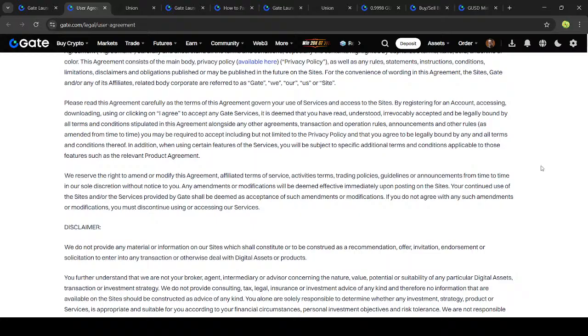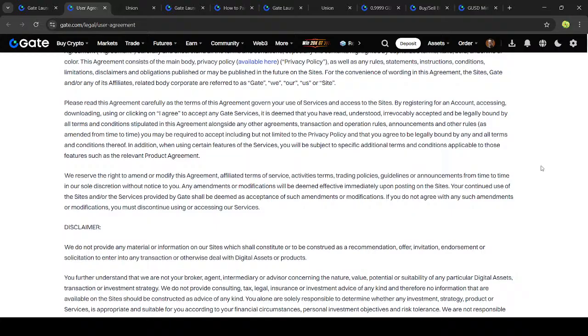allows it and any other agreement, transaction and operation rules, announcements and other rules as part of this. You may be required to accept, including but not limited to, the privacy policy, and you agree to be legally bound by any terms and conditions. In addition, by using the center of future services, you are subject to specific and additional terms and conditions applicable to those future services and the relevant product agreements.